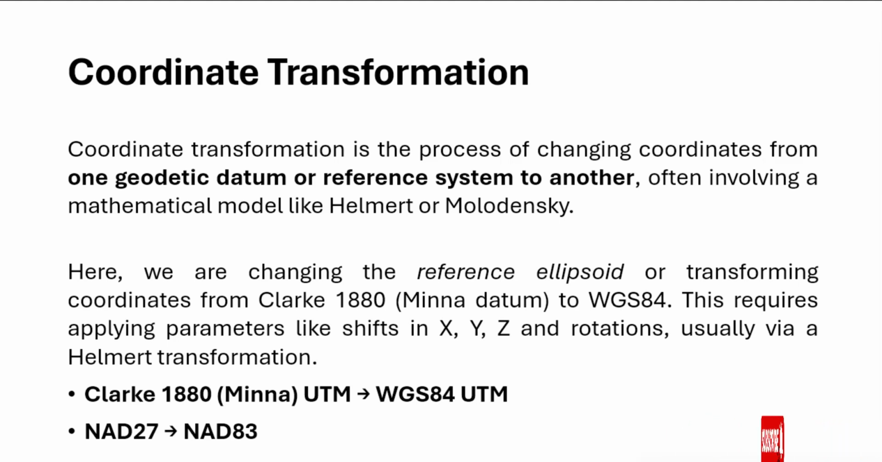So with conversion, we're still on the same datum. For transformation, we are leaving one datum for another datum. One is simpler and one is a bit hard. The coordinate transformation is a bit hard because it involves transformation parameters, shift parameters and rotational parameters. The most common one we use is the Helmert transformation. We have the Bursa-Wolf and all that. So with that, let's go into the practical section now.